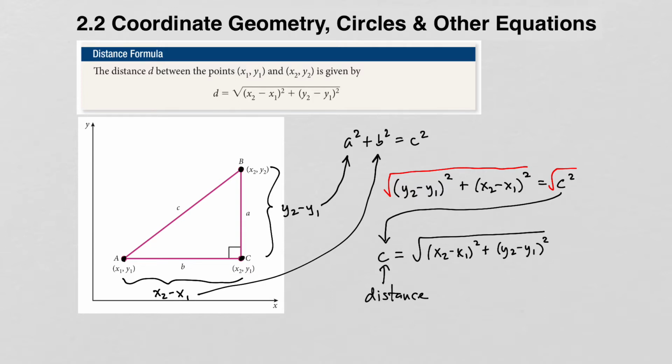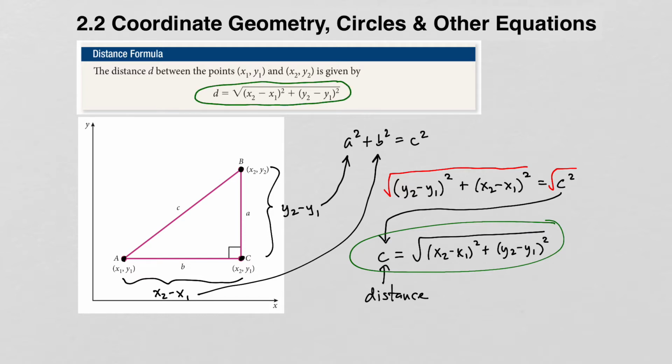So we come up with what we call the distance formula, which you can see right here. And it has been summarized quite nicely up here. Now what they do up here is they call that actual distance d instead of calling it c, okay? But it's the same formula.